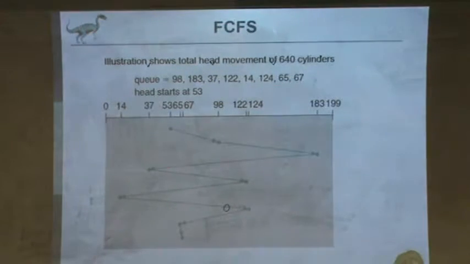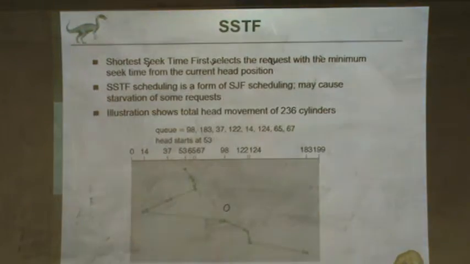Then we visualize the moving trajectory of the head. It looks like that. Then we can just sum up to calculate the cost of the disk scheduling algorithm. Okay, any question? The sum of that is 640.